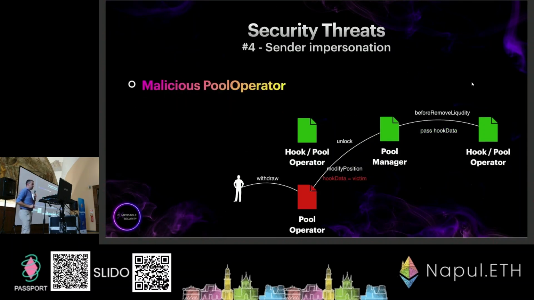And what if I used a malicious pool operator and told the malicious pool operator that they should send not my address, but the address of some victim? This will be sent to the pool manager, and pool manager will send it to the legitimate hook. And if the legitimate hook doesn't check that, they will think that the victim just wanted to do some operation.